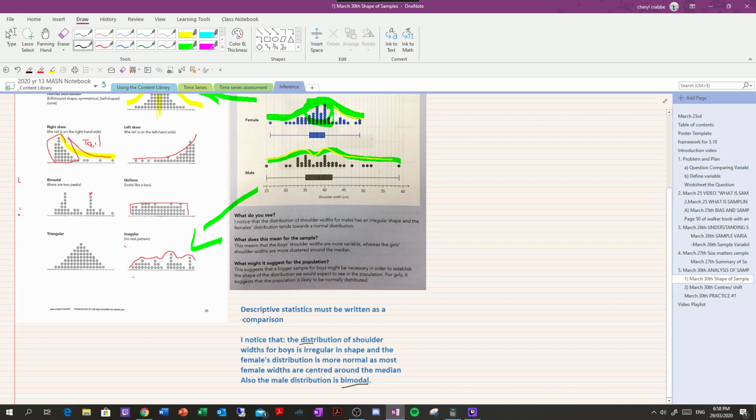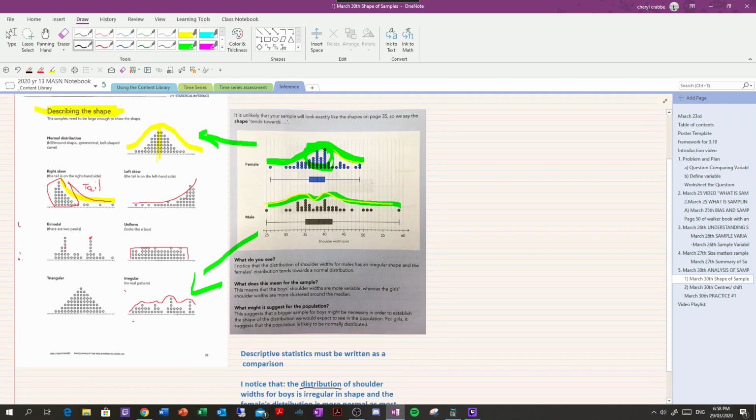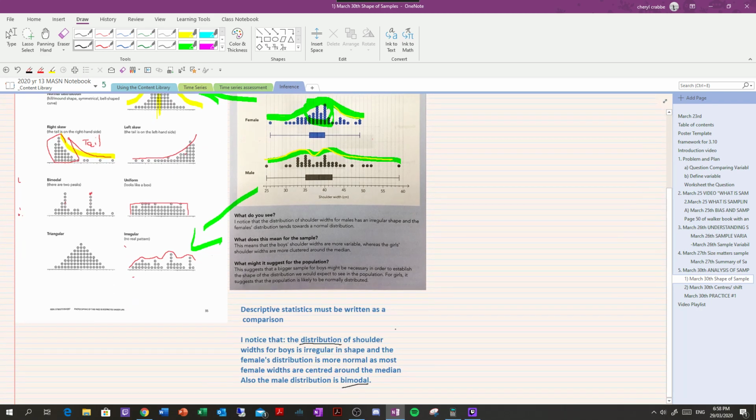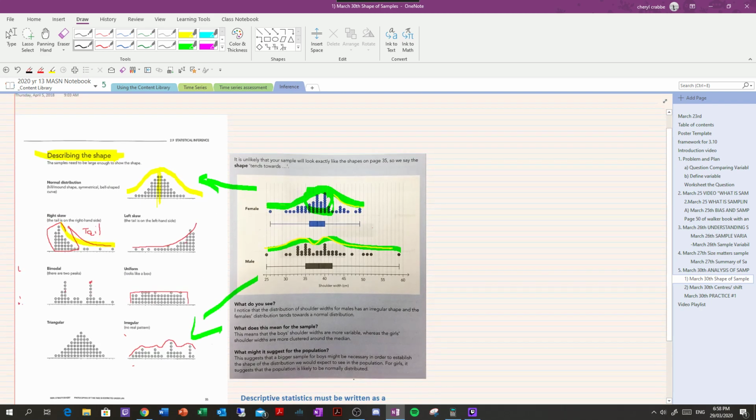So we call it a distribution because that's how the data is distributed. It's our sample. We're only talking about a sample here. This is our sample. And so this is how we do the comparison between the shape. So the distribution of shoulder width for boys is irregular in shape, and the female's distribution is more normal, as most of the female widths are centered around the median. Also, the male distribution is bimodal. That's it. That's all you have to say about shape.